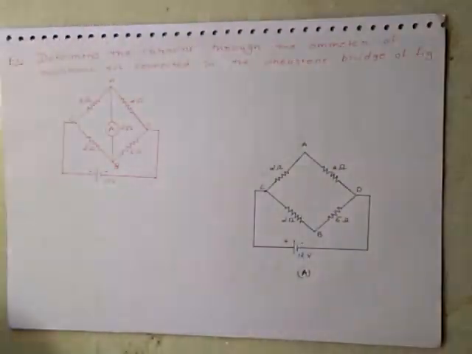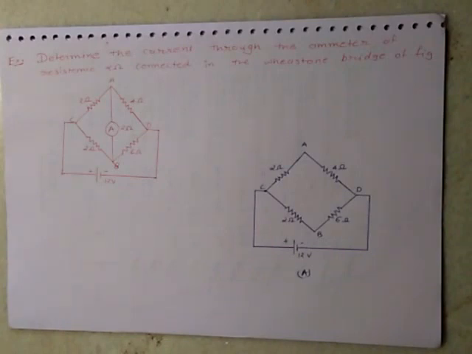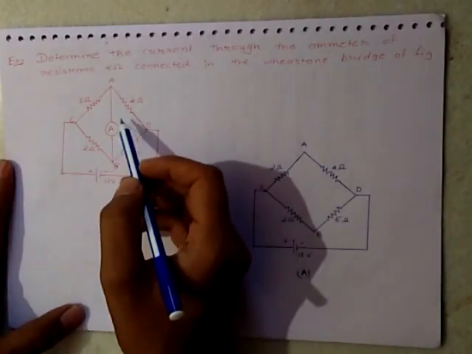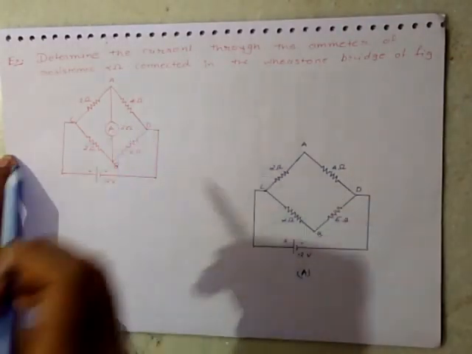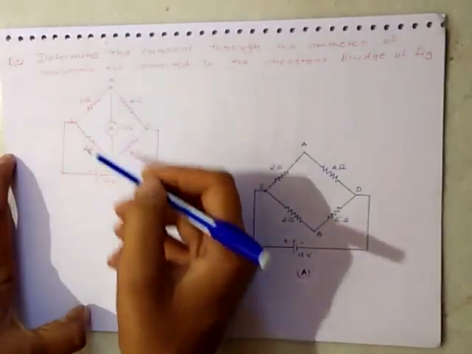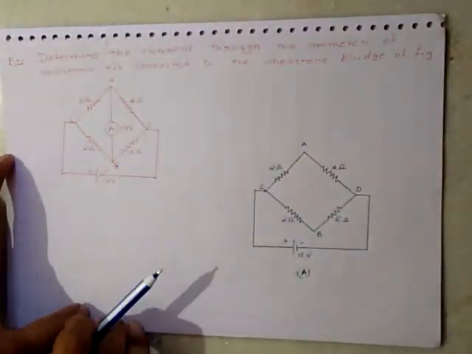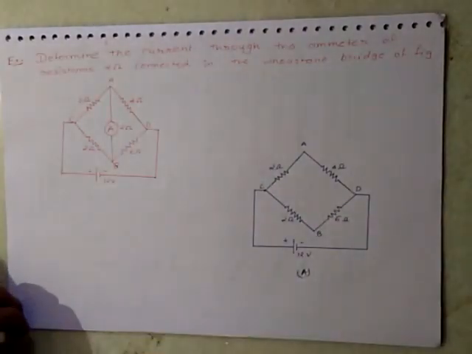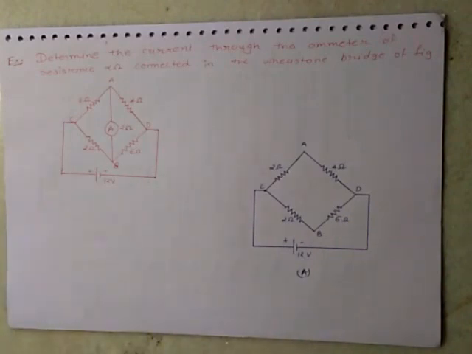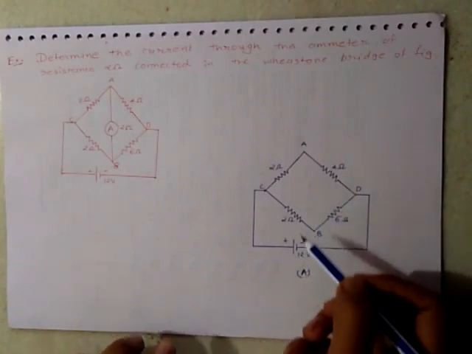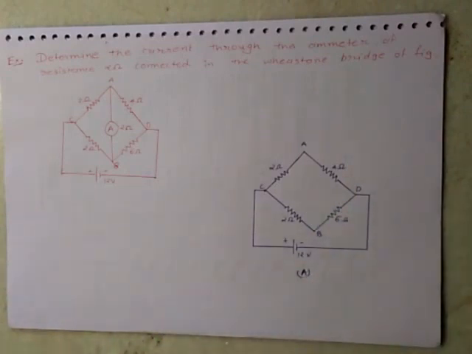First example. Determine the current through the emitter resistance of 2 ohm connected in the Wheatstone bridge of the figure. Here the 2 ohm is the emitter. Hence we have to find the current through this branch. For that, first of all remove the emitter from the network, as shown in figure A here.